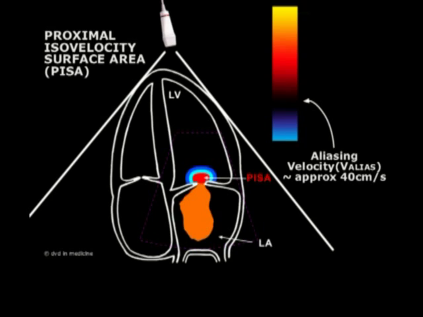As regurgitant blood converges toward the regurgitant orifice at the proximal convergence zone, the size and velocity of the innermost shell or hemisphere can be measured. Furthermore, according to the continuity principle, the amount of fluid that passes through the regurgitant orifice is the same amount that flows in the regurgitant jet. Therefore, total flow at the proximal isovelocity surface area, or PISA, will equal total flow in the distal MR jet.